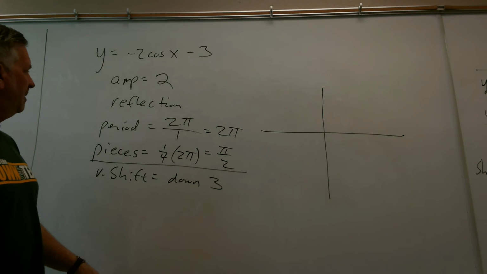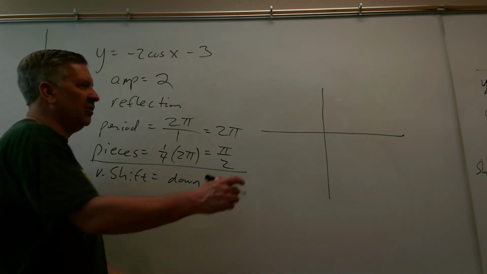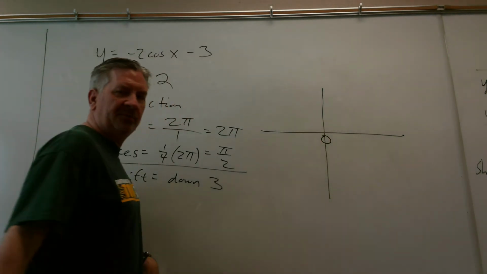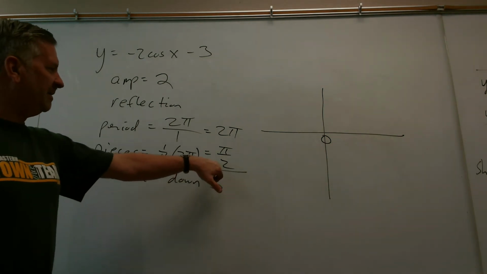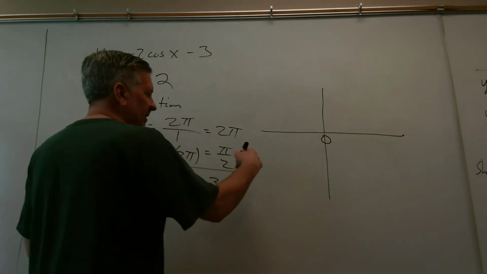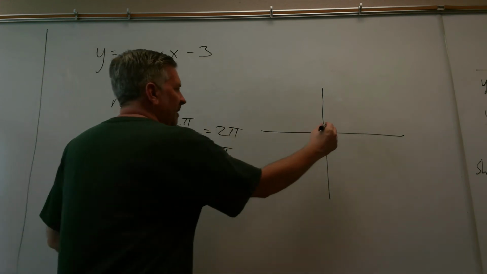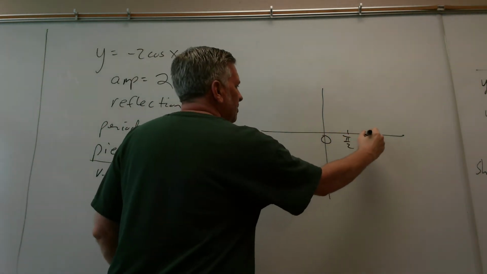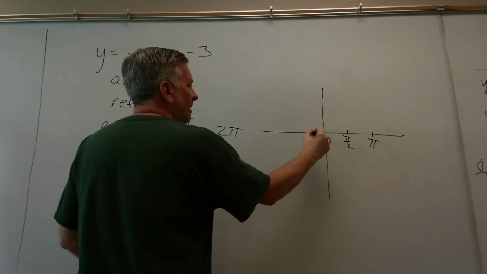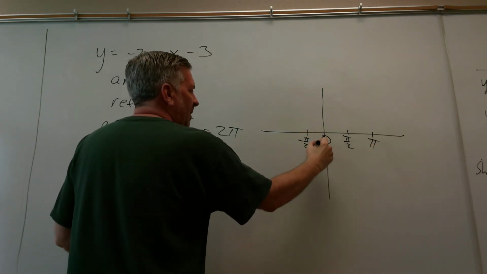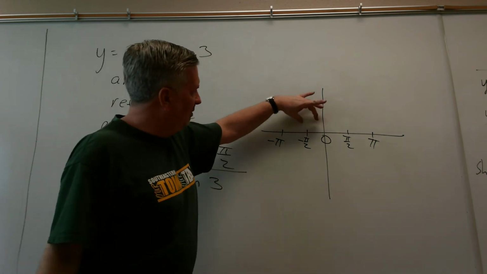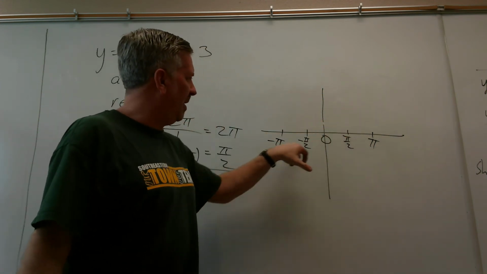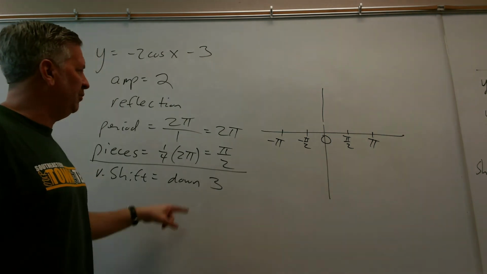So there's no horizontal shift here, so I'm going to start building from 0, just like we did in section 4.1. So I need to add and subtract pieces. I'm just going to do the numbers we had originally when we did the original cosine graph. I'm going to add pi over 2, add another one, you're at pi, subtract a piece, you're at minus pi over 2, subtract a piece, you're at minus pi. 1, 2, 3, 4 pieces from minus pi to pi is a total distance of 2 pi, which is the period.